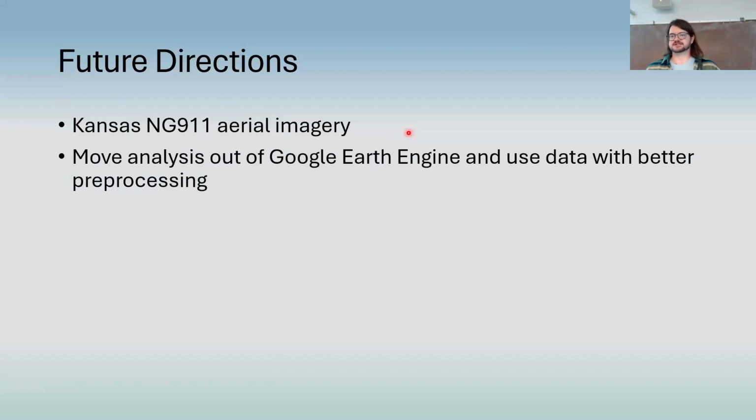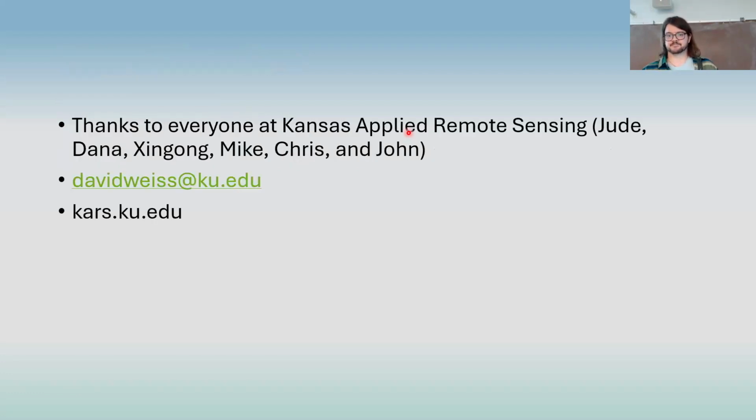And so, some future directions here: we've talked about using the higher spatial resolution winter imagery that the state of Kansas collects. This would give us an opportunity to detect much smaller plants than we might be able to with satellite imagery. It also comes with its own challenges. The other thing is this was done in Google Earth Engine, and there are some data quality limitations in Earth Engine. So moving this analysis globally, we could use data with better pre-processing and perhaps improve the quality that way. And then I'd just like to thank everybody at Kansas Applied Remote Sensing. And then I guess it's time for questions.